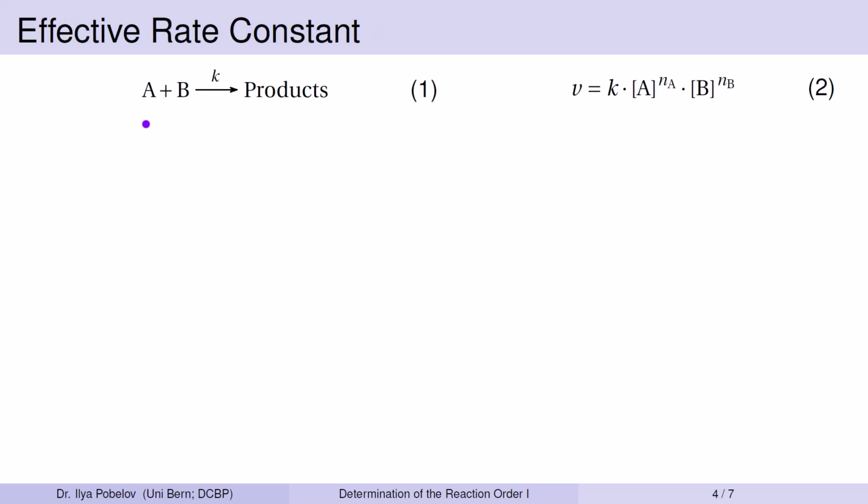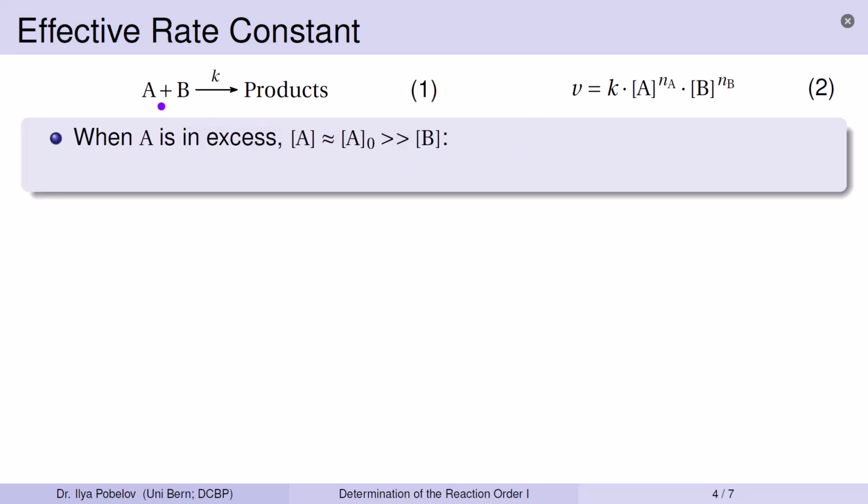This time independence of concentration of reactants present in excess simplifies the reaction rate expression because the reaction rate will depend only on the concentration of the reactant not present in excess. In our example reaction, when A is in excess, the rate law simplifies to V equals Kf times the concentration of B to the power of Nb.